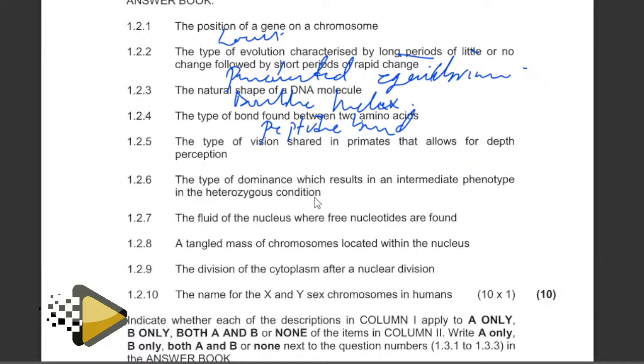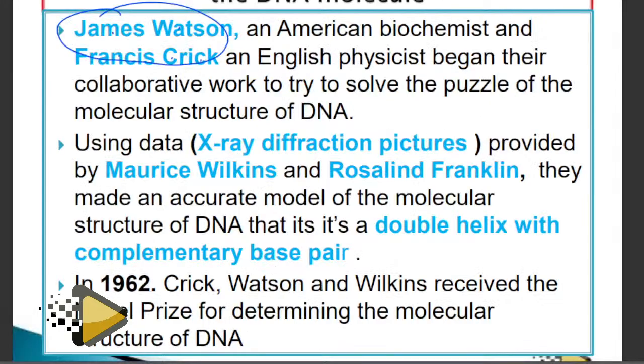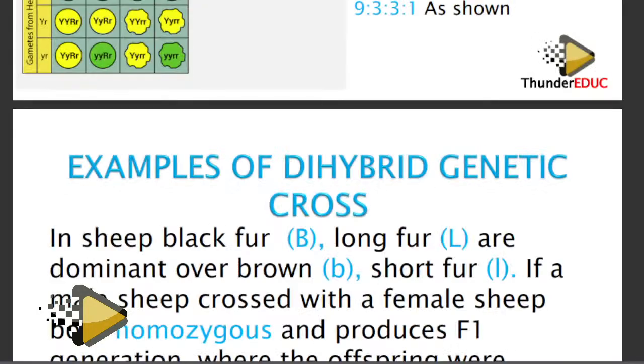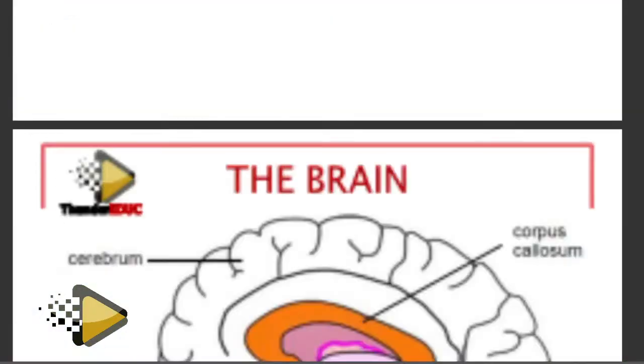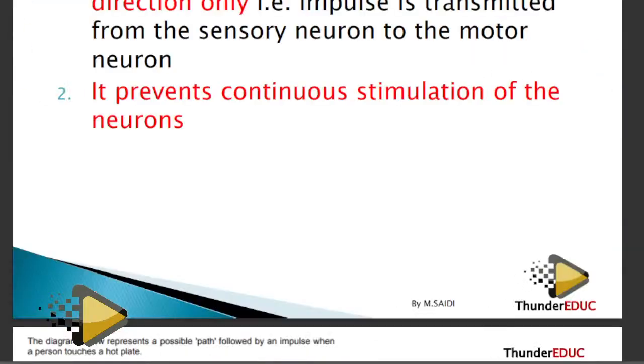All right. They're saying that the type of vision shared by primates and allowing depth perception is stereoscopic vision. Someone can ask me, what about binocular? I hope so. They will also credit binocular, because stereoscopic and binocular mean almost the same thing. But here, because they talked about depth perception, you have to talk about stereoscopic. But let me show you in the distinction material what I'm trying to say, so that they could credit you.